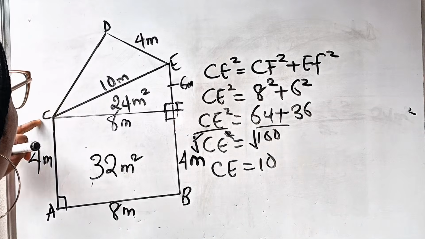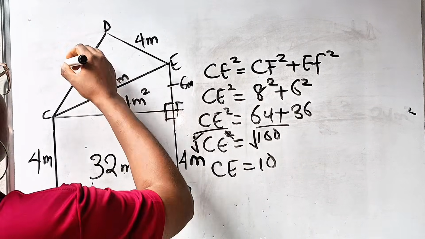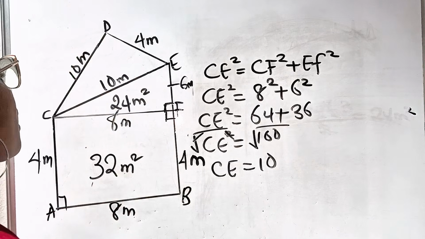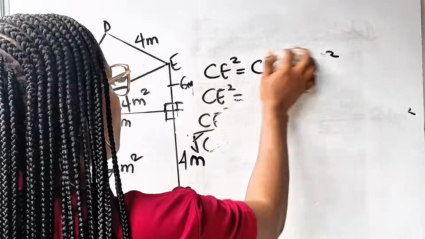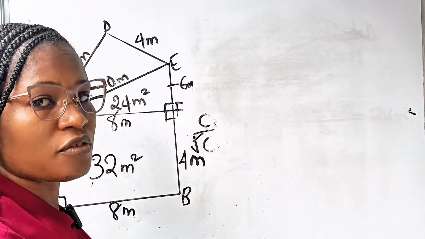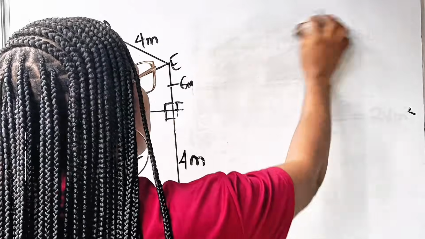Okay? And from C to D, I also forgot to put that. I don't know what I was thinking. It's also 10 meters. Yes, it's also 10 meters. I'm sorry about that. Honestly, I forgot. It's not like I didn't remember at all. I forgot to put them.